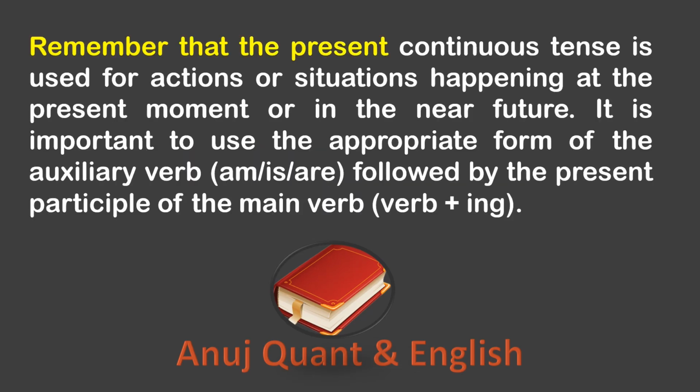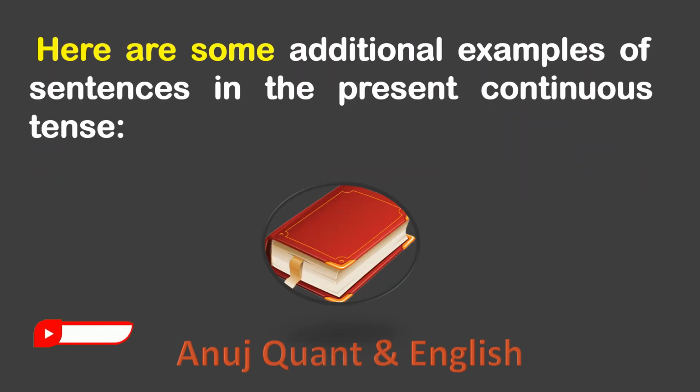Remember that the present continuous tense is used for actions or situations happening at the present moment or in the near future. It is important to use the appropriate form of the auxiliary verb, am, is, are, followed by the present participle of the main verb, verb plus ing. Here are some additional examples of sentences in the present continuous tense.